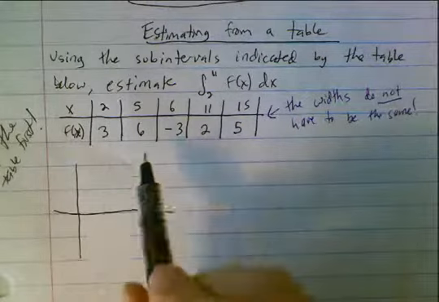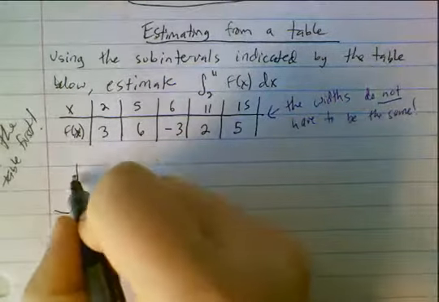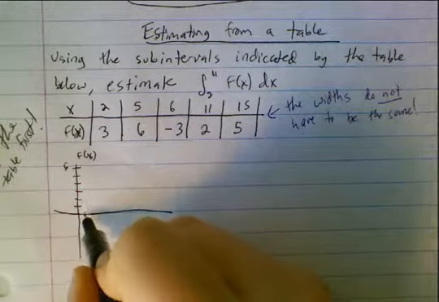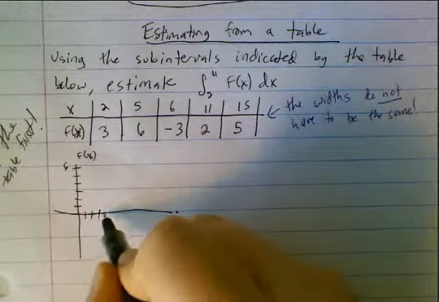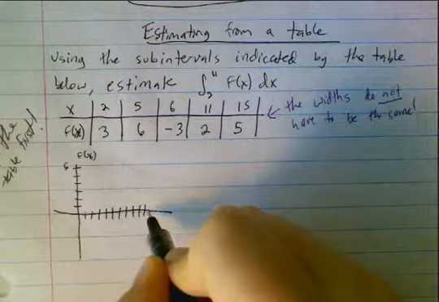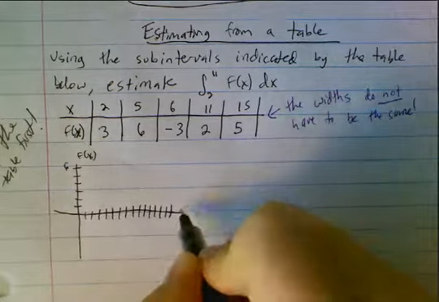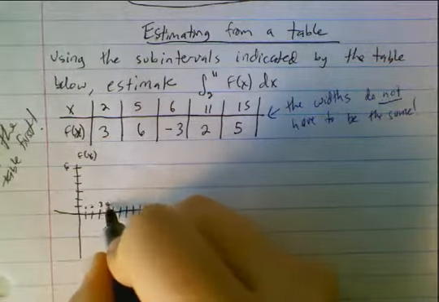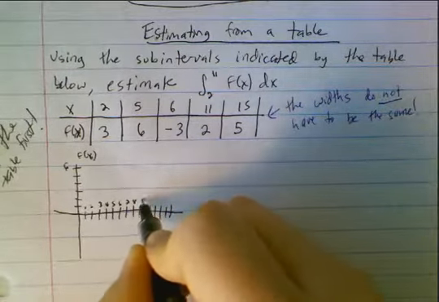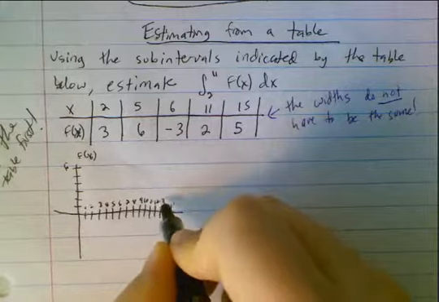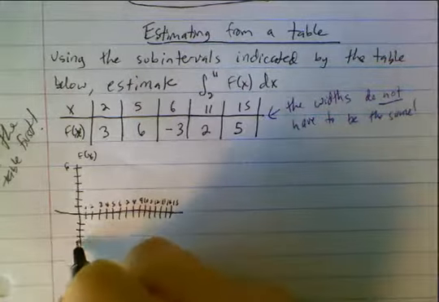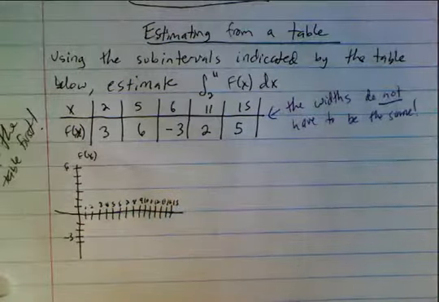So let's say the highest I'm going to go is 6. So 1, 2, 3, 4, 5, 6. I can go all the way over to 15. 1, 2, 3, 4, 5, 6, 7, 8, 9, 10, 11, 12, 13, 14, 15. And then I'm going to have to go down. -3 is right there.